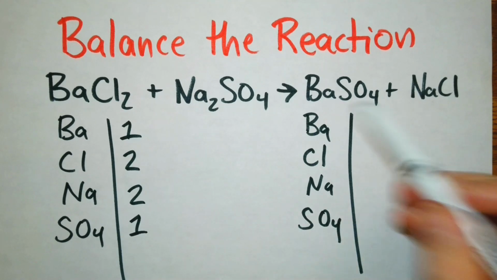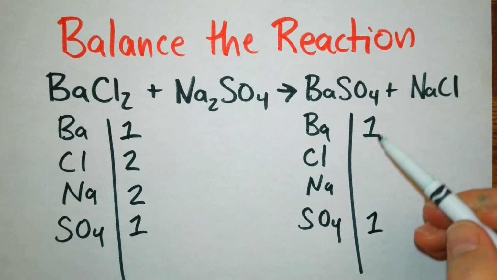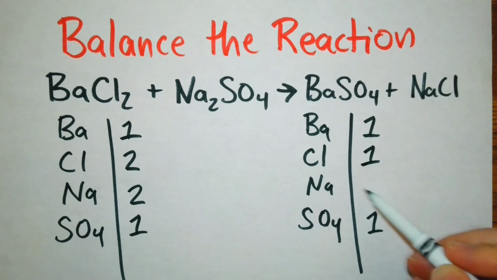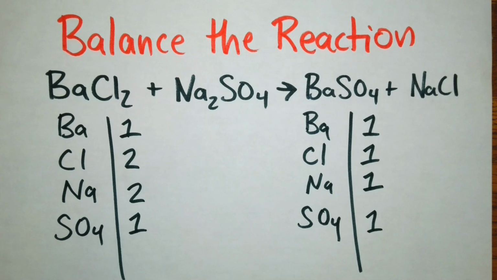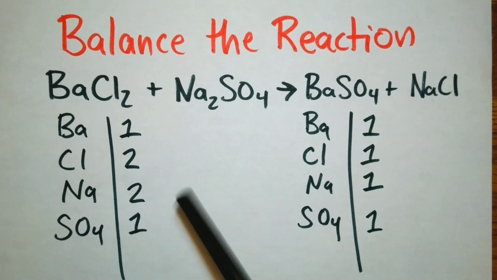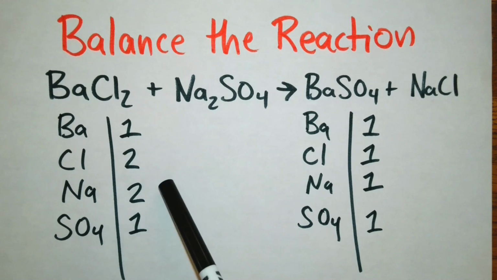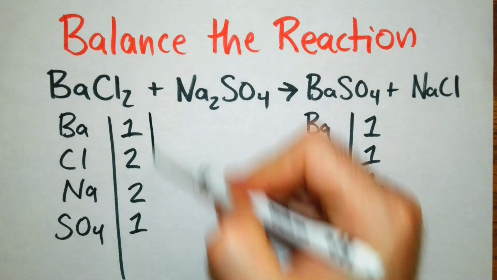On the product side, we have one barium, one SO4, one chlorine, and one sodium. Okay, we see from this that the elements that are out of balance are our chlorine and our sodium. So let's get those balanced.